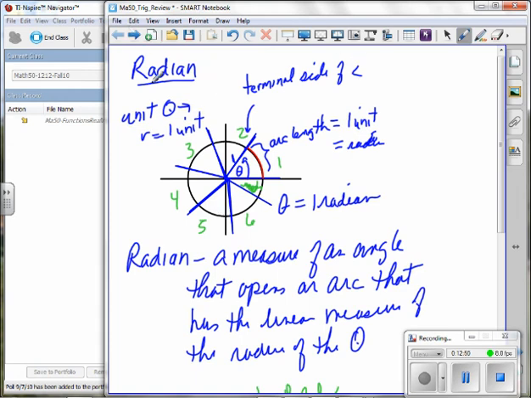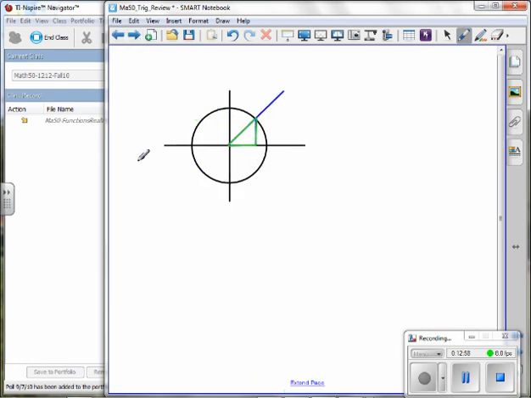Okay, let's go on. Whoops, I got 12 minutes here. We're going to go on to another important piece of trig review, and this is when we get into our actual trig name. So I'm going to be good here and stop.